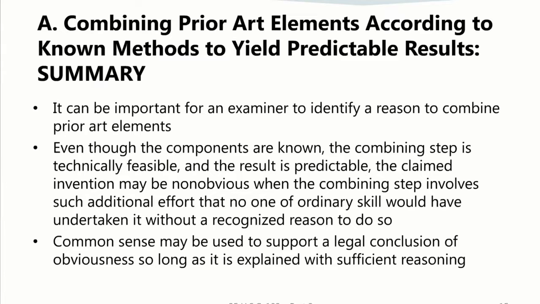We'll begin with examples of rationale A. To reject the claim based on the rationale of combining prior art elements, you are required to provide a reason to combine the prior art elements, which can include a common sense reason with sufficient explanation. A finding of non-obviousness may be appropriate if a recognized reason for combining elements does not exist, even if the components are known and combining is feasible and predictable.